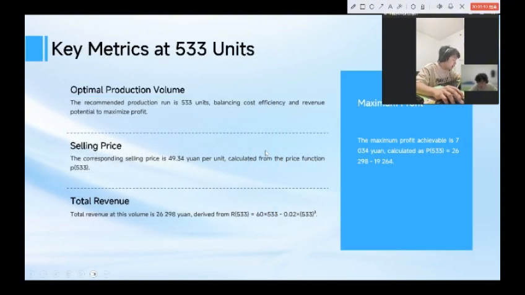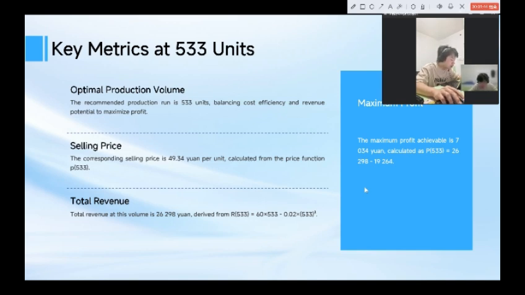And at this optimal production volume of 533 units, we calculate the following key metrics. The selling price per unit is 49.34 yuan, derived from the price function, and then the total revenue reaches this yuan, derived from this.